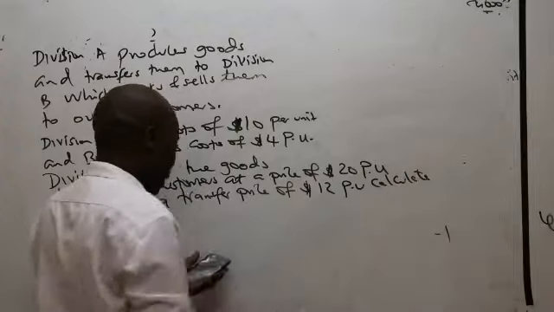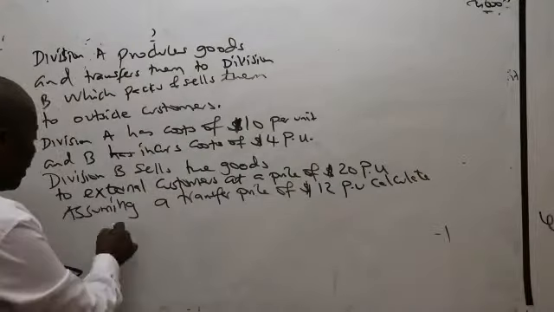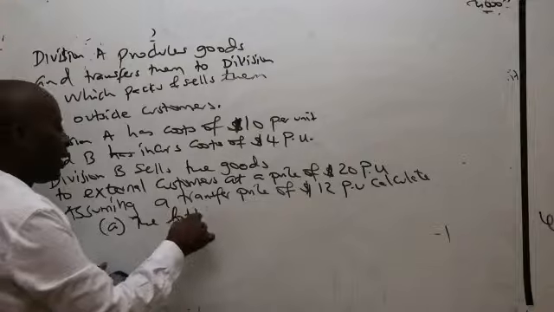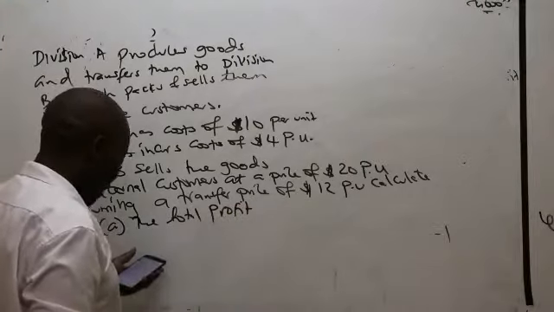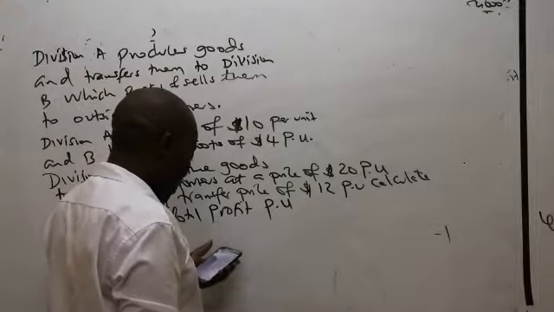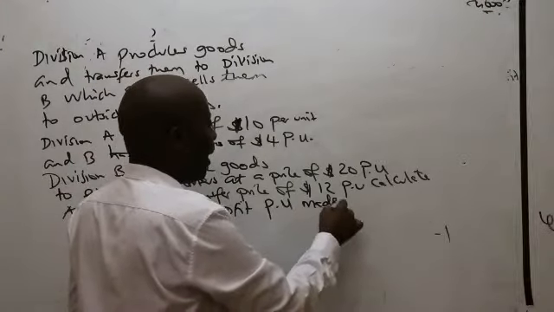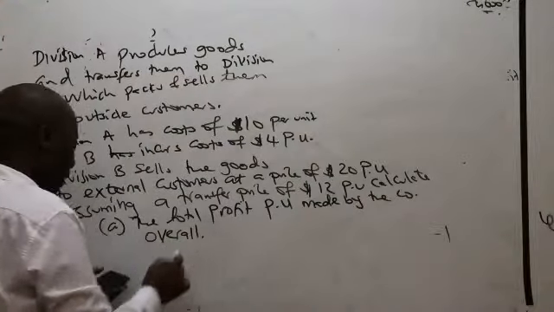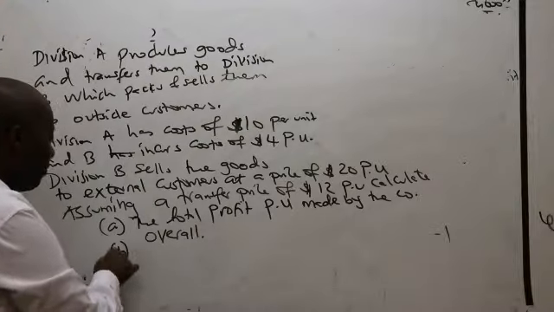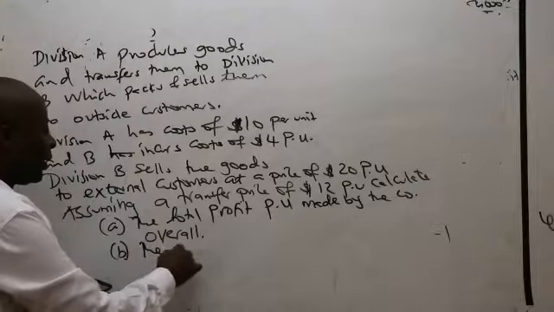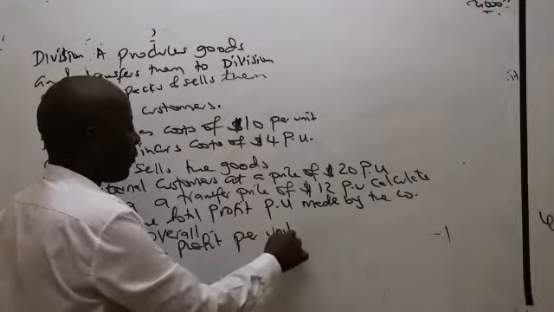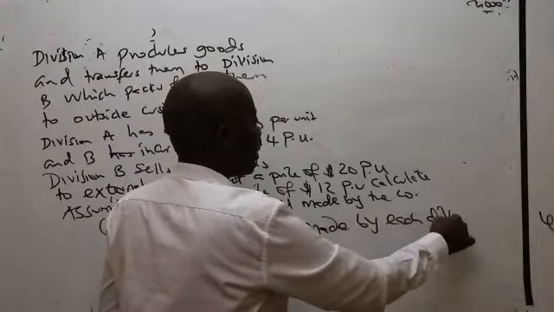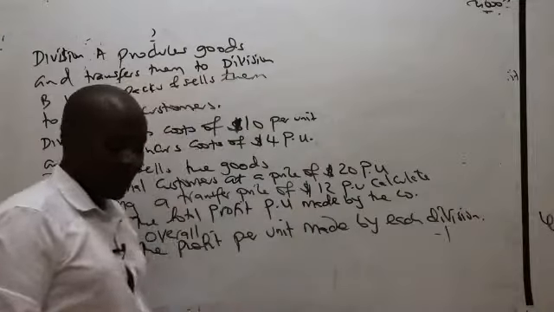calculate the total profit per unit made by the company overall, and then the profit per unit made by each division.